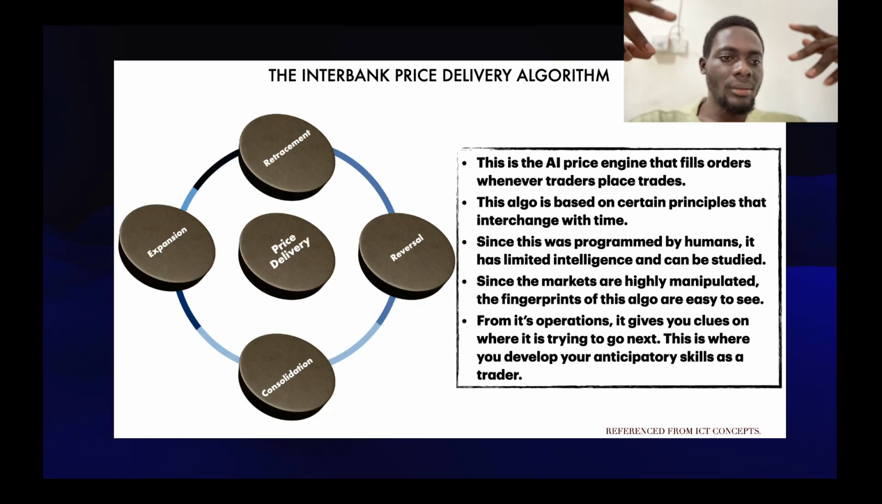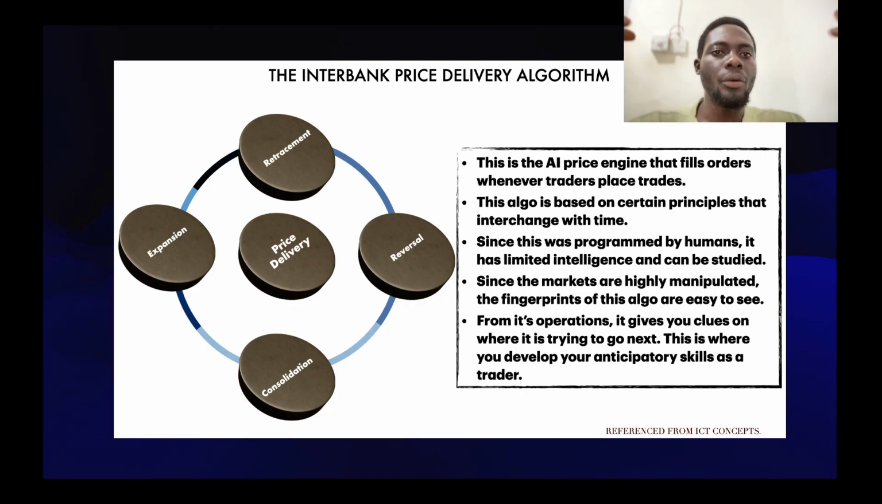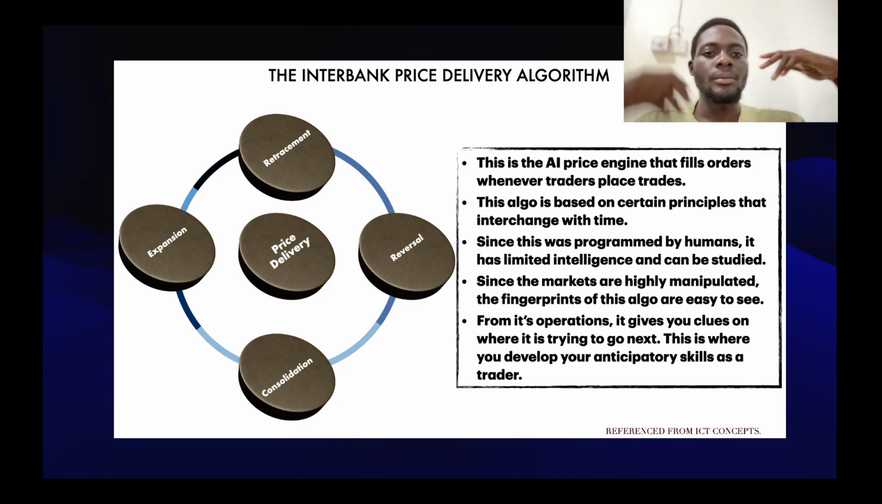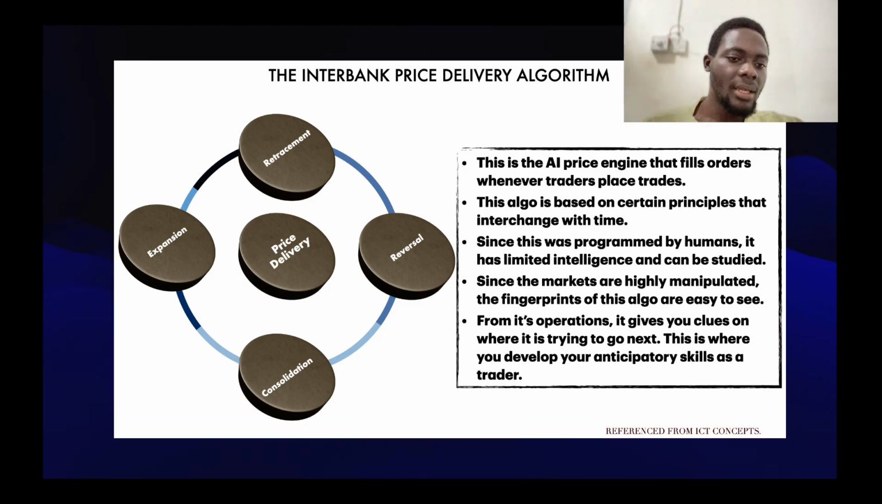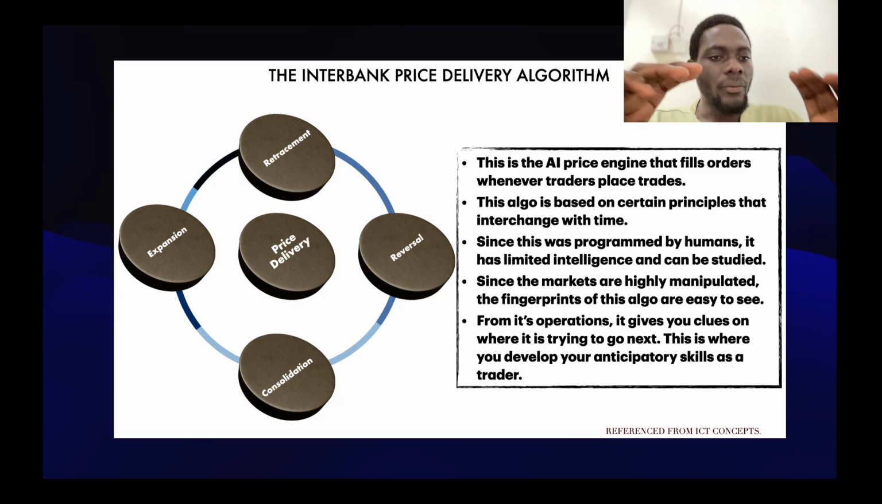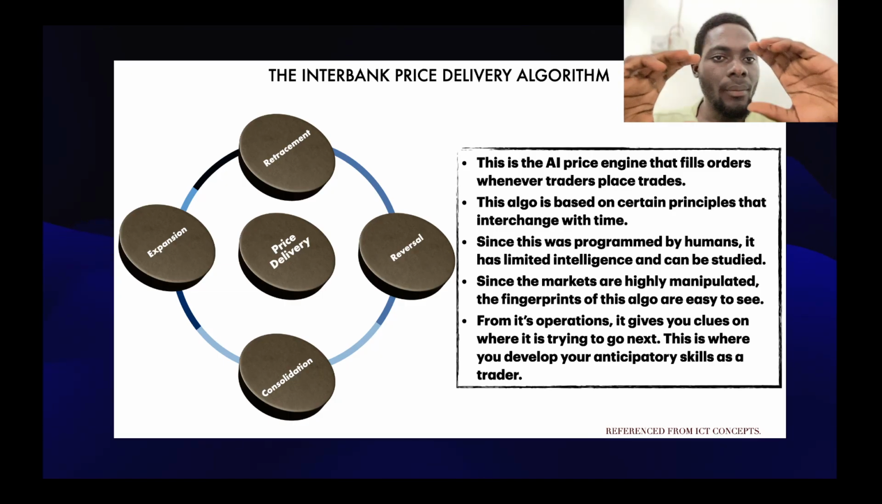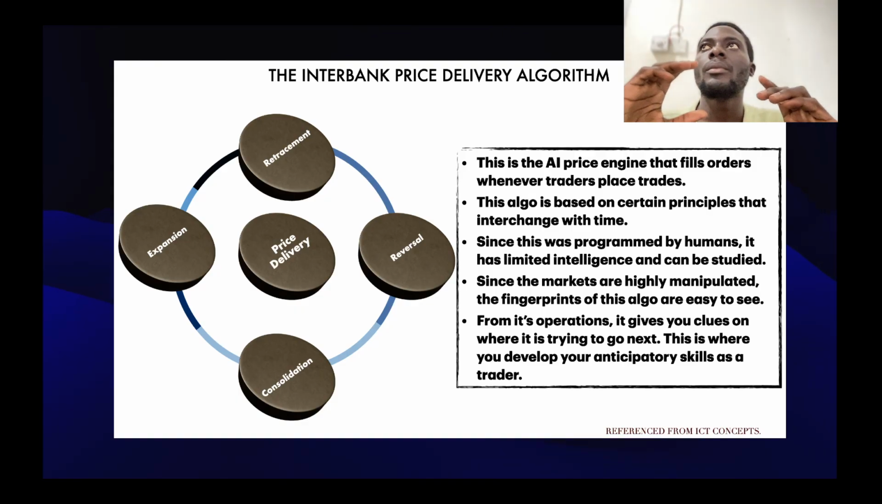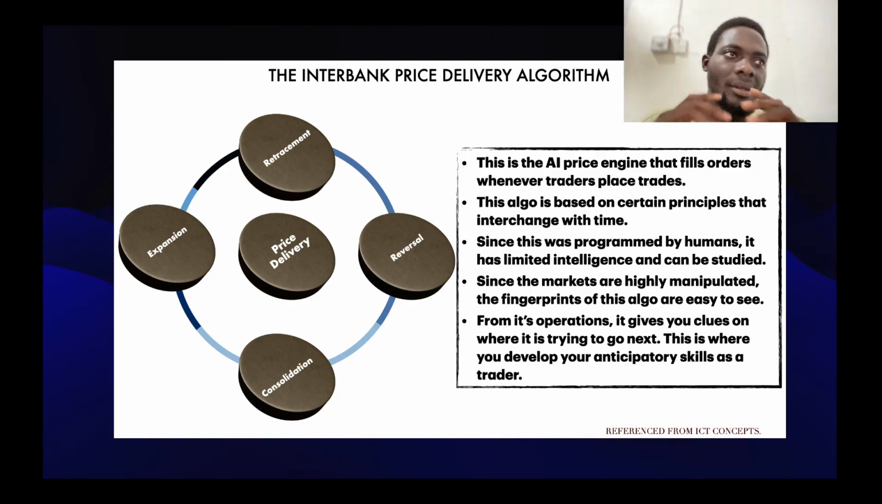But then with evolution, an invention came called the algorithm, the Interbank Price Delivery Algorithm. It's an algorithm that sets price. It's an algorithm that fills orders in the market. Now, price delivery is at the center of it. And then we are saying that, okay, for every level of price action, we have a certain framework, or for lack of a better word, I'm going to use outcome. We have a certain outcome price is going to display. You understand? So let's go straight into it.